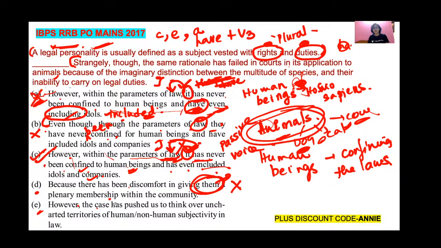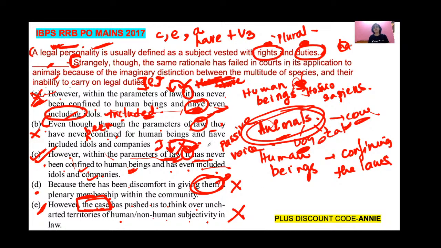Now E, however, the case has pushed us to think over uncharted territories of human or non-human subjectivity in law. The case, which case? So this sentence E should have come after this. After this you can place E, not before this, because the case, this comes in the second part, not in the first sentence. Okay, so that's why this is also wrong. The right answer is C.